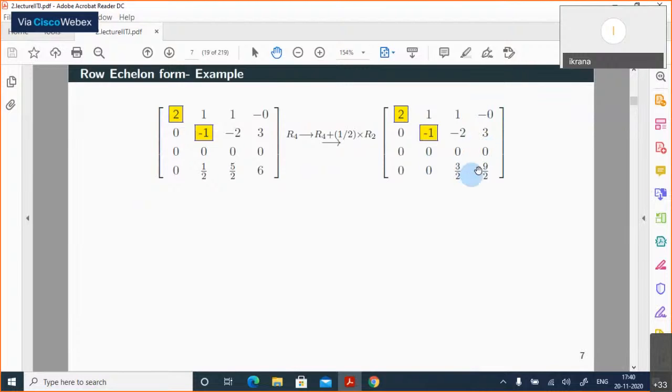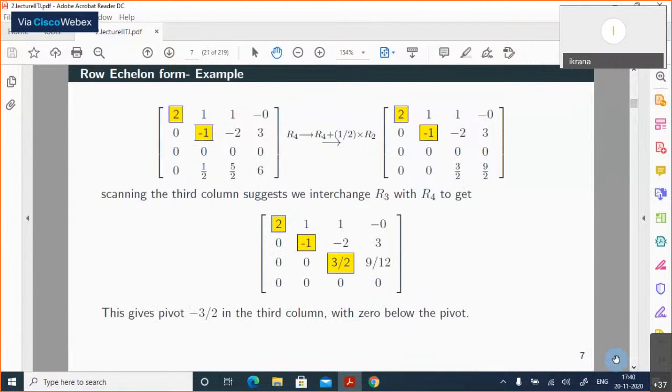So only this part is remaining. What we'll do is, because this entry is 0, scanning the third column, this is 3 by 2. So we interchange with that. Do the row operation of R3 with R2 in the last one. Oh, R3 and R4, sorry. Okay, so it gives you this.